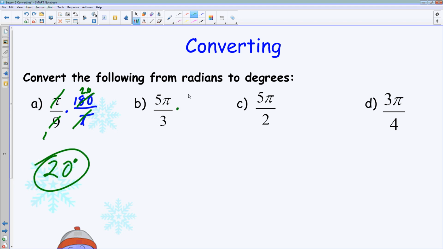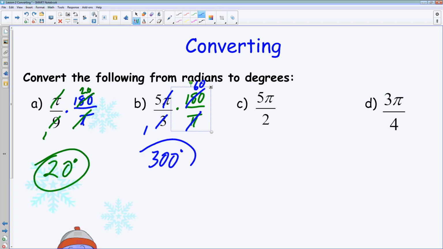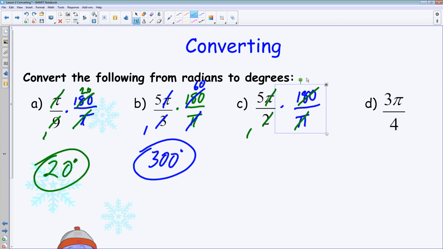For the next one, again, we're multiplying by 180 over pi because we're going from radians to degrees. The pi's are going to cancel, and then the 3 and the 180 are both divisible by 3. So my numerator just becomes 5 times 60, which is 300, so 300 degrees. We're going to multiply by 180 over pi for this 5 pi over 2. The pi's are going to cancel. 180 is divisible by 2. You can use the 90. And 5 times 90 is 450 degrees.